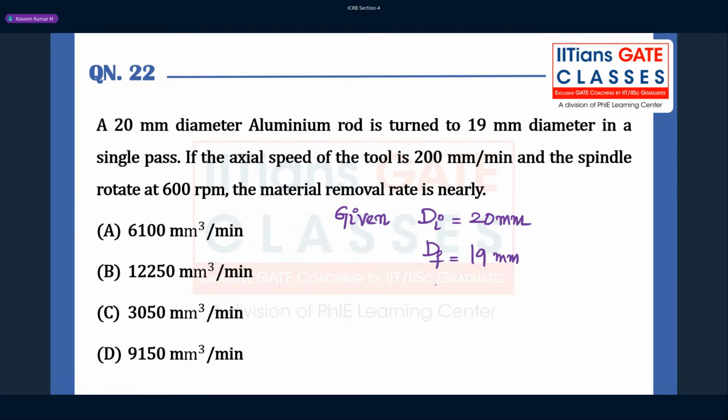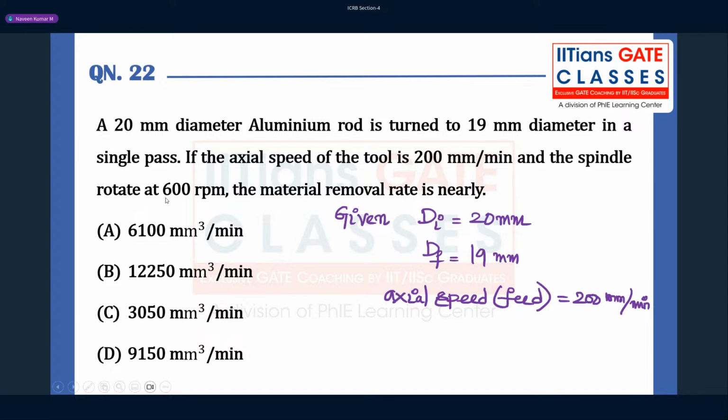So what is there? Axial speed is given, right? Axial speed is nothing but feed only. This feed is 200 per minute. The feed they've given is feed per minute. Generally, feed in a turning operation will be in per revolution, but here they've given it as per minute.